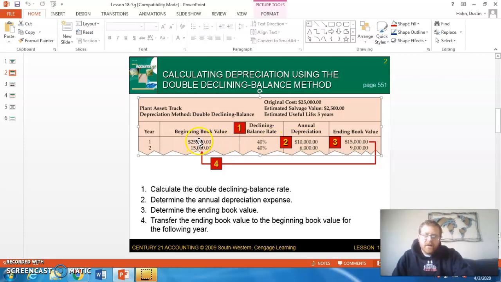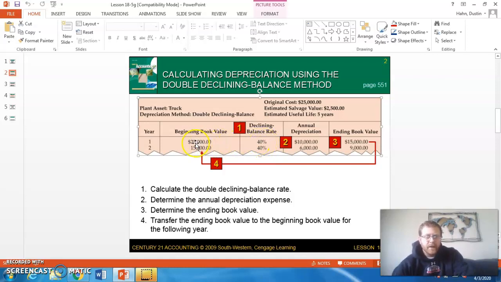So we start with $25,000 divided by our useful life. 25,000 divided by 5 equals 5,000. Now take that times 2, since it's a double declining. That's $10,000. Your declining balance rate: take your $10,000 divided by $25,000, and that equals 40%. So each year this truck is declining in depreciation 40%. In year 1, it's 40%.